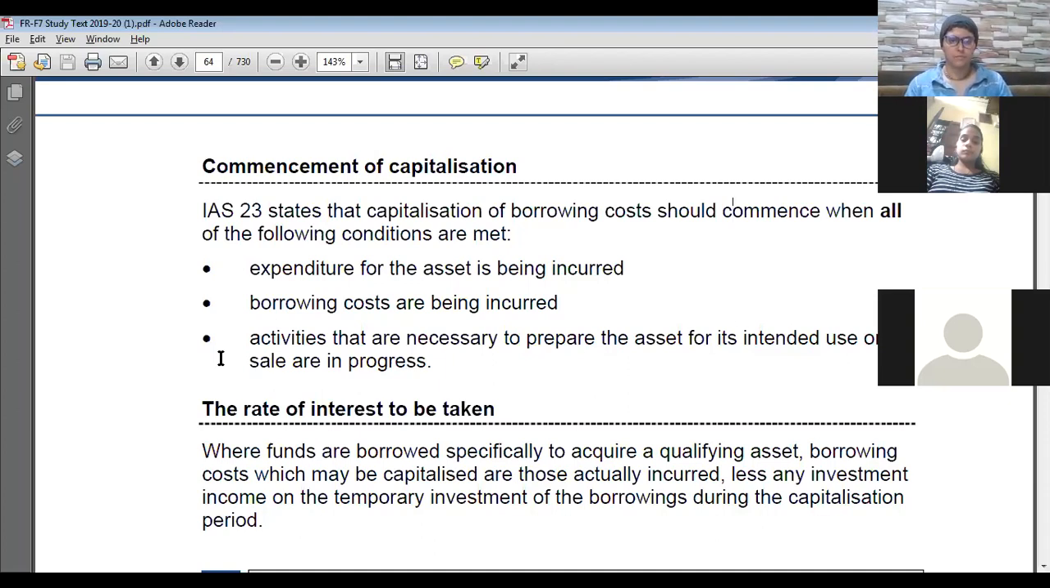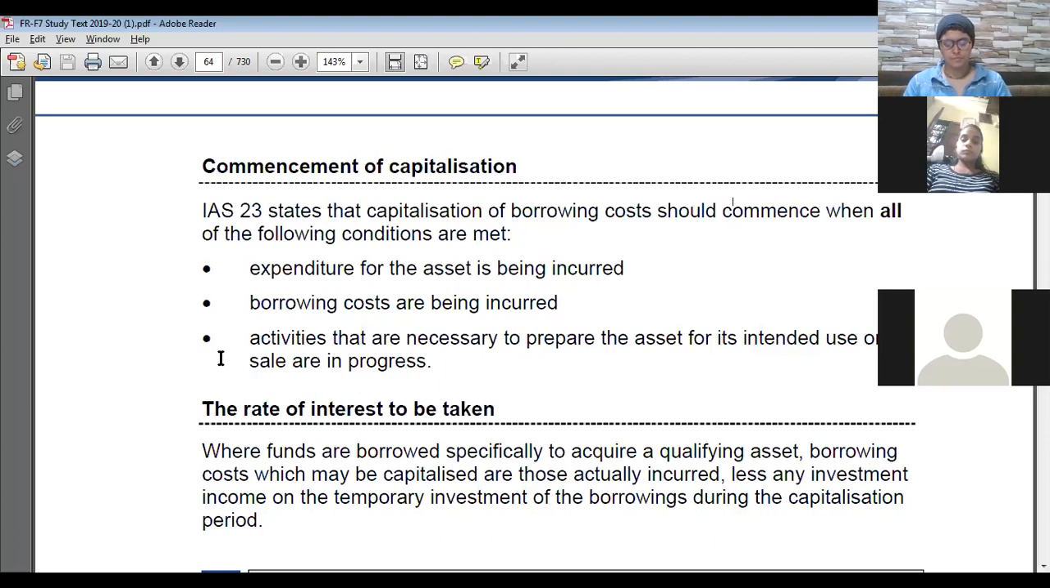So the total annual expense of 12,000, out of which 4,000, that is 4 months' expense, will be charged to the statement of profit or loss, and 8,000, that is 8 months' cost, will be charged to the cost of the asset. That means it will be capitalized.